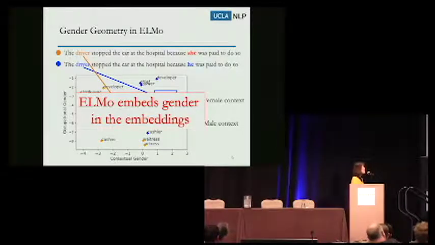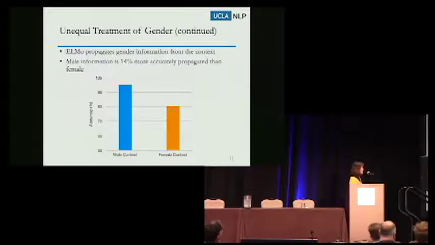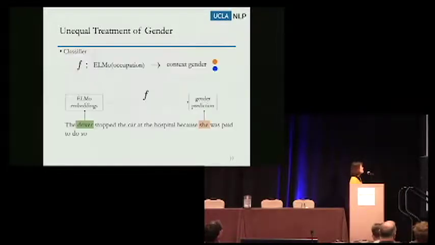So far we have shown that ELMo embeds gender in its embedding. Next we will show that it treats different genders unequally. To do this, we build a classifier to predict the context gender based on the occupation ELMo embedding. Here is one example. We extract the ELMo embedding for the occupation word in the sentence. In the sentence, we treat the occupation as mentioning a person, and its gender is given by the gender-related word in the sentence. The classifier uses the ELMo embedding for this occupation to predict if there is a male word or female word in the sentence.